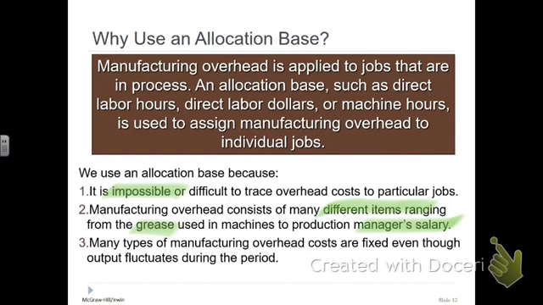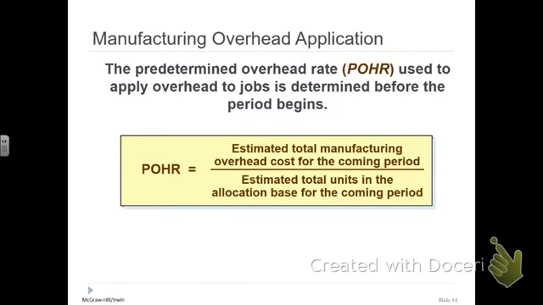Notice there are a lot of things where overhead costs are fixed even though output fluctuates. You may have the supervisor on a salary, and he may be supervising 4 different job sites. How do you allocate his salary between those 4 job sites? You're going to have to do it based upon the cost of the job, direct labor hours, maybe how much money was spent hiring labor. You're going to have to find some way to allocate those dollars. So what you need to come up with is a predetermined overhead rate.